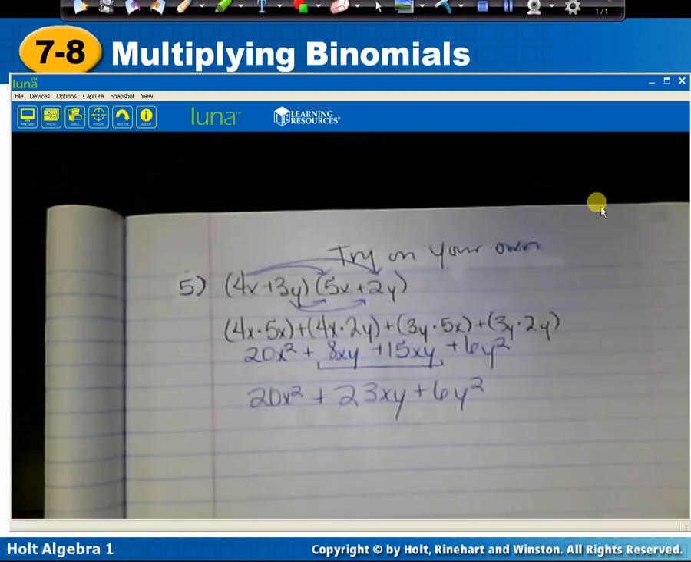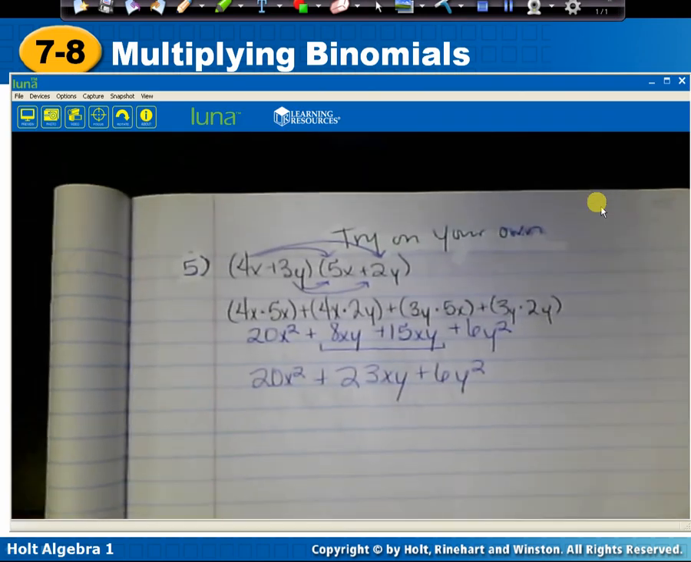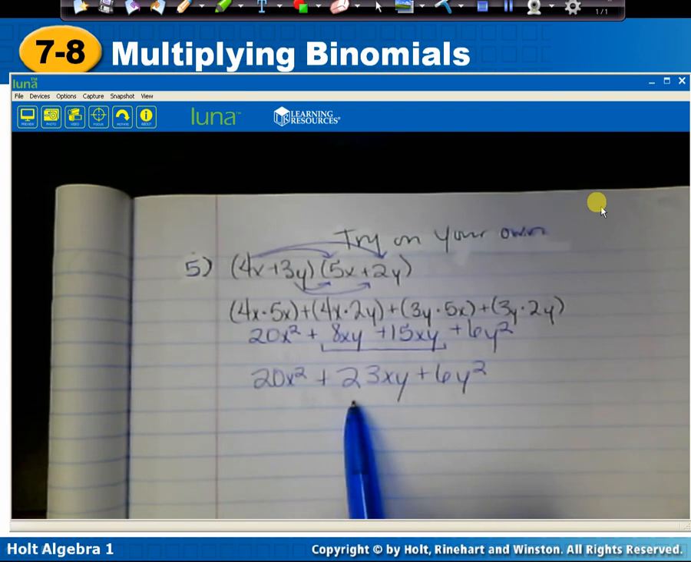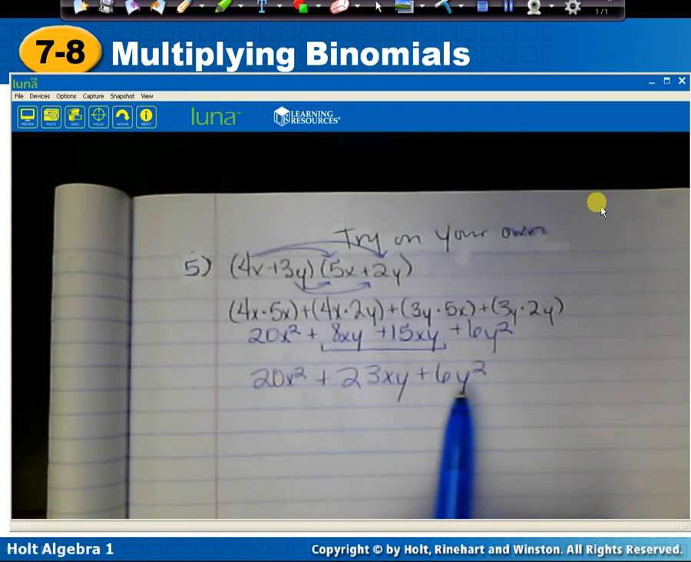All right, because you already should have tried this on your own, I'm showing you the answer. This is what you should have gotten. And this is the work. This should be your final answer: 20x squared plus 23xy plus 6y squared.